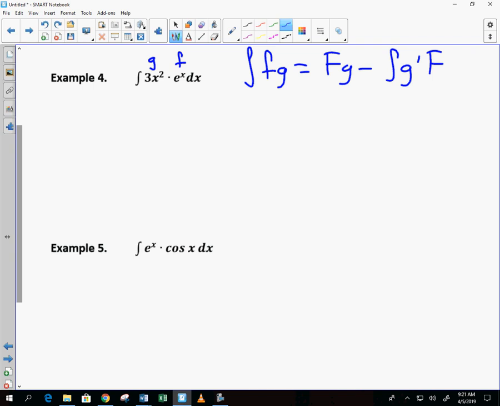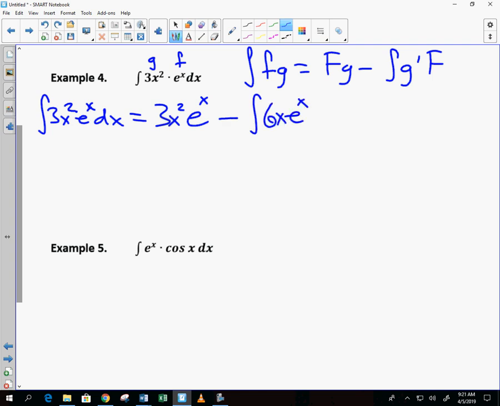What is big F? Okay, I'll rewrite it. 3x squared e to the x dx equals, what's big F? E to the x. What's little g? Hey, that's the same stinking thing, isn't it? Minus integral g prime big F, which is 6x e to the x.